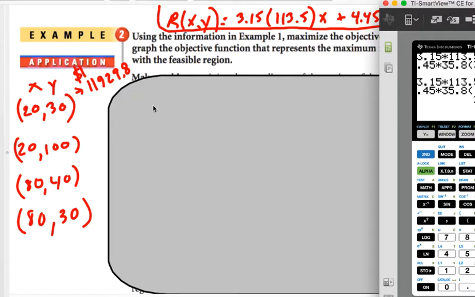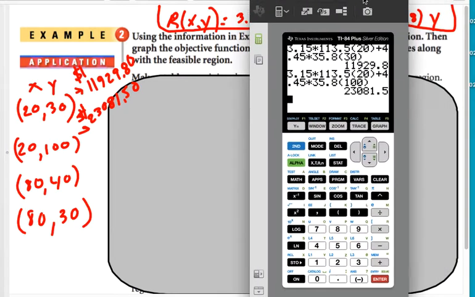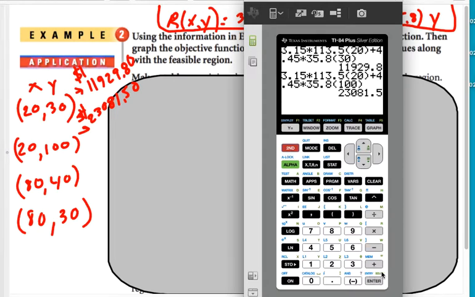Well, that's definitely better, right? That's significantly more money. So I'm going to get this 230,081.5. And there are zeros at the end of that because it's money, but I'm just lazy. Okay, cool. And then if I want to do the next one, I can hit second enter. That recalls the last thing I typed. And now I want to change the 20 to a 40, to an 80. My x is an 80, so 80.